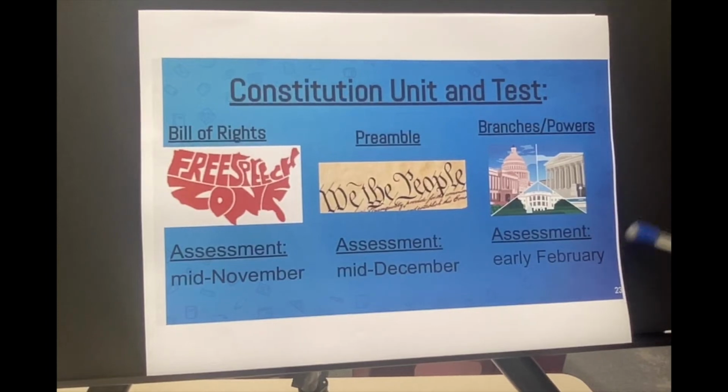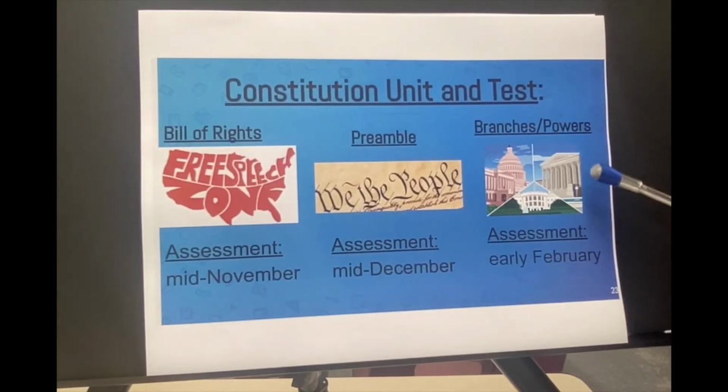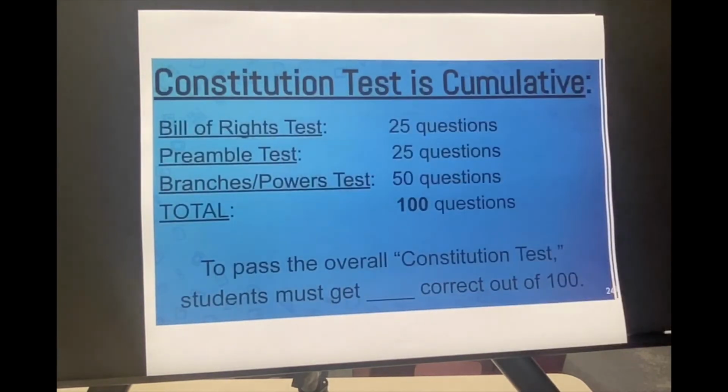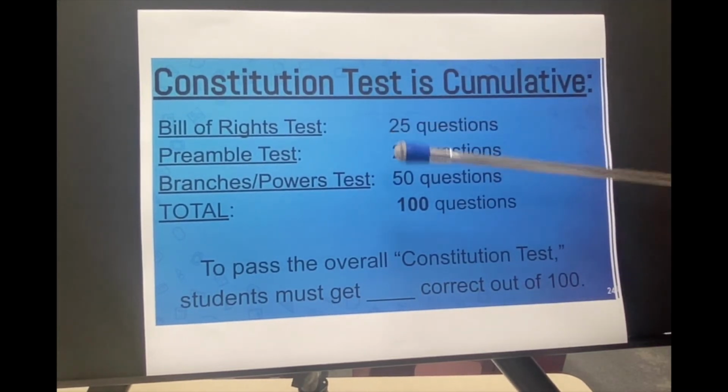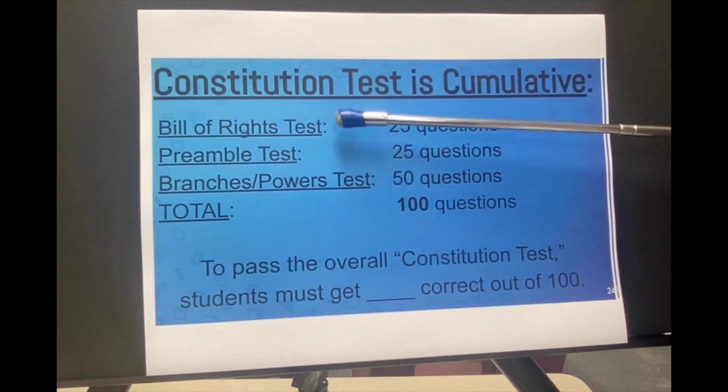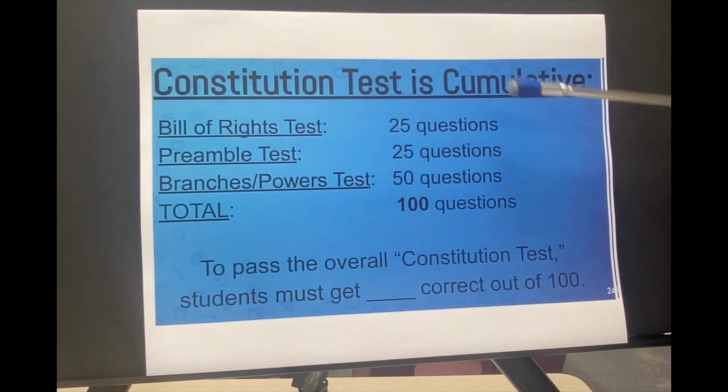And then the larger section is about the branches and powers and checks and balances. That's assessed in early February. So the Constitution test is what I'd say cumulative. It's 3 tests in one, but it's broken apart into 3 separate tests. So let's say the Bill of Rights test is about 25 questions, the preamble test is about 25 questions, the branches test is maybe 50 questions.